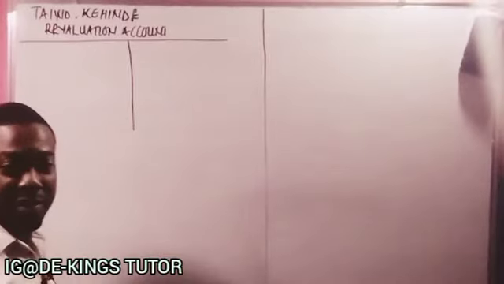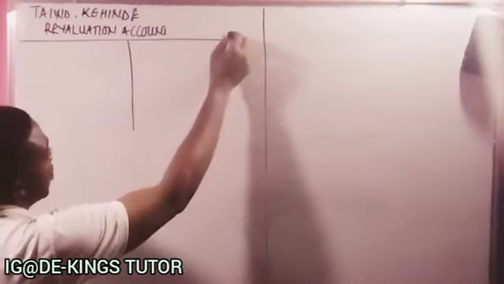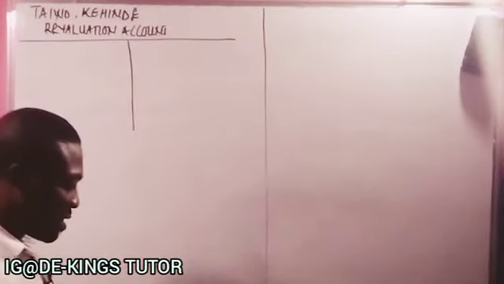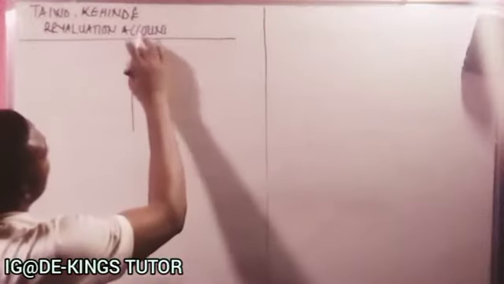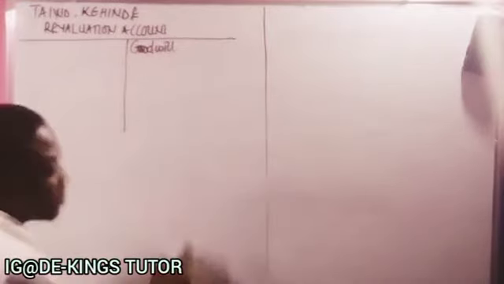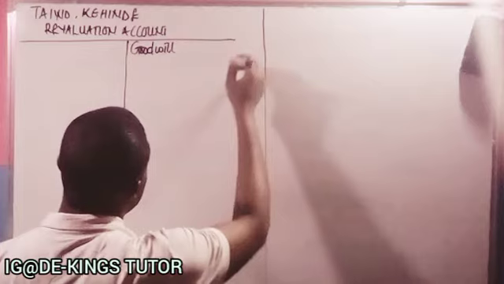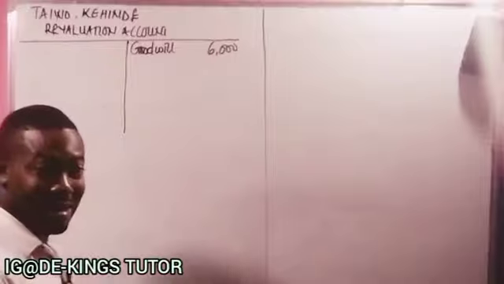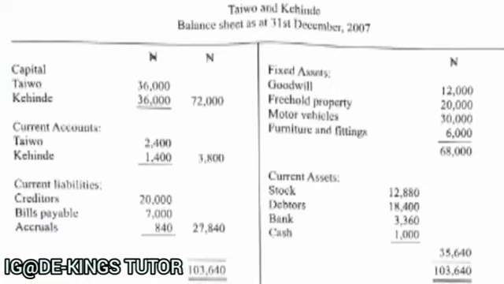Now, if you remember in our previous video, we said the credit side would be the increase in the value of assets, while the debit side would be what? Decrease in the value of assets. Now, let's see the assets that were revalued. The first one was Goodwill. Now we have the book value of the Goodwill as 12,000 and the revalued amount as what? 18,000. So it means Goodwill increased. So we have here the Goodwill. It increased by how much? By 6,000, because the revalued amount is 18,000, while the book value is 12,000.